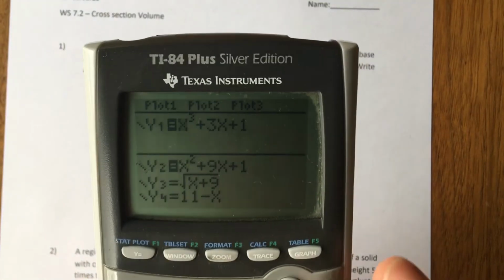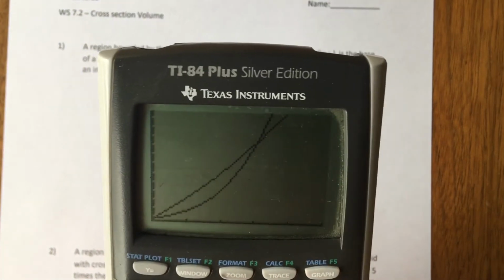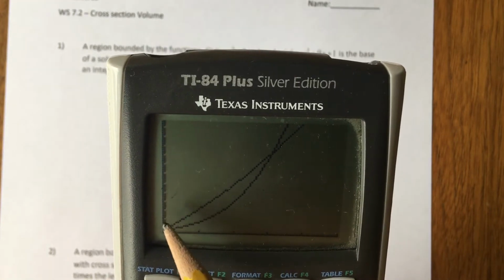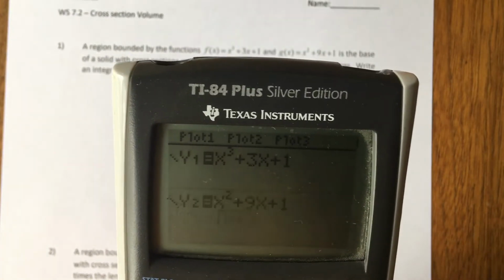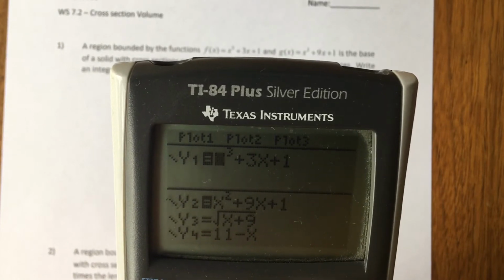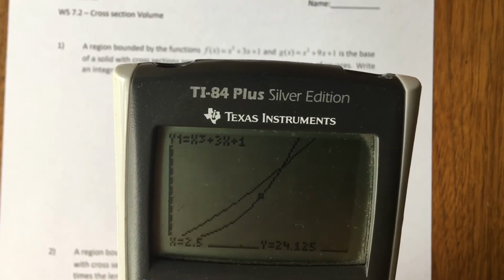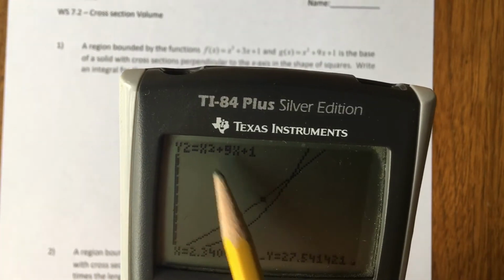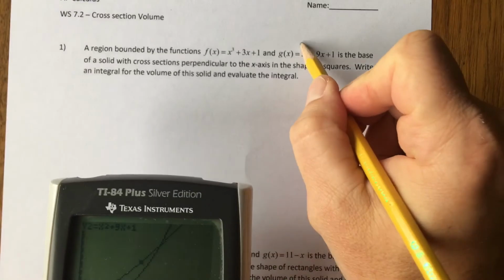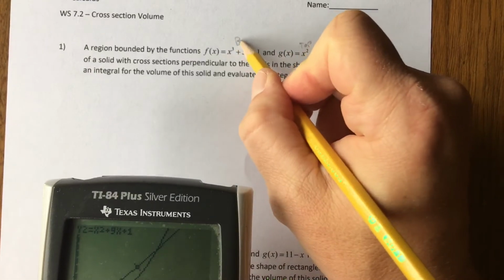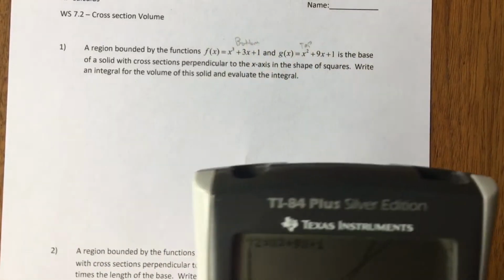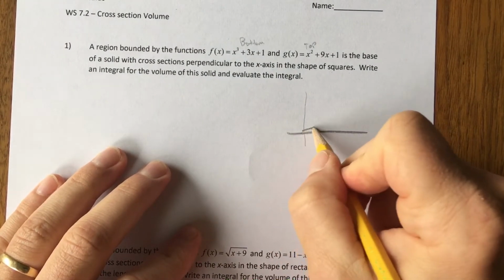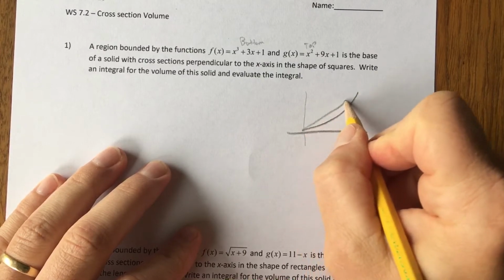So the first thing we're going to do is get a visual. I put those in y1 and y2, and we get this here. We have what appears to be the cubic graph. That's the bottom one, so that's important to know. And then the quadratic graph is the one that's on top. So g of x is the top one, and this is the bottom one. If we retrace it a little bit, we've got this going like that and this going like this.